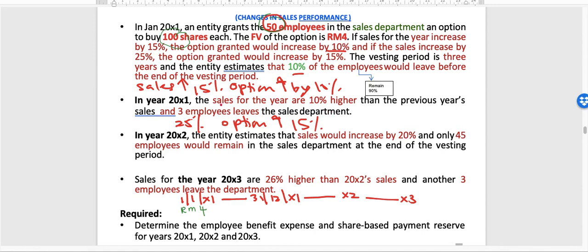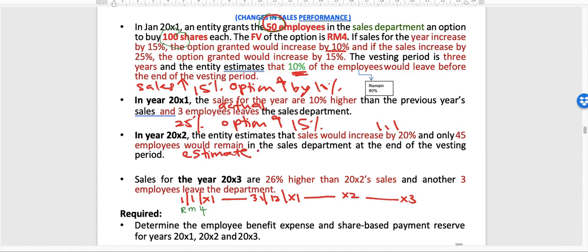This is the actual leaving the company. Earlier on we estimated 10% leaving the company, but this is the actual figure in year 1. In year 2, the entity estimates that sales will increase by 20%. It reached that 15%. Therefore, in the second year, the option you will times with 1.1, because it increased by 10%. And only 45 employees will remain in the sales department. This is the new estimate.